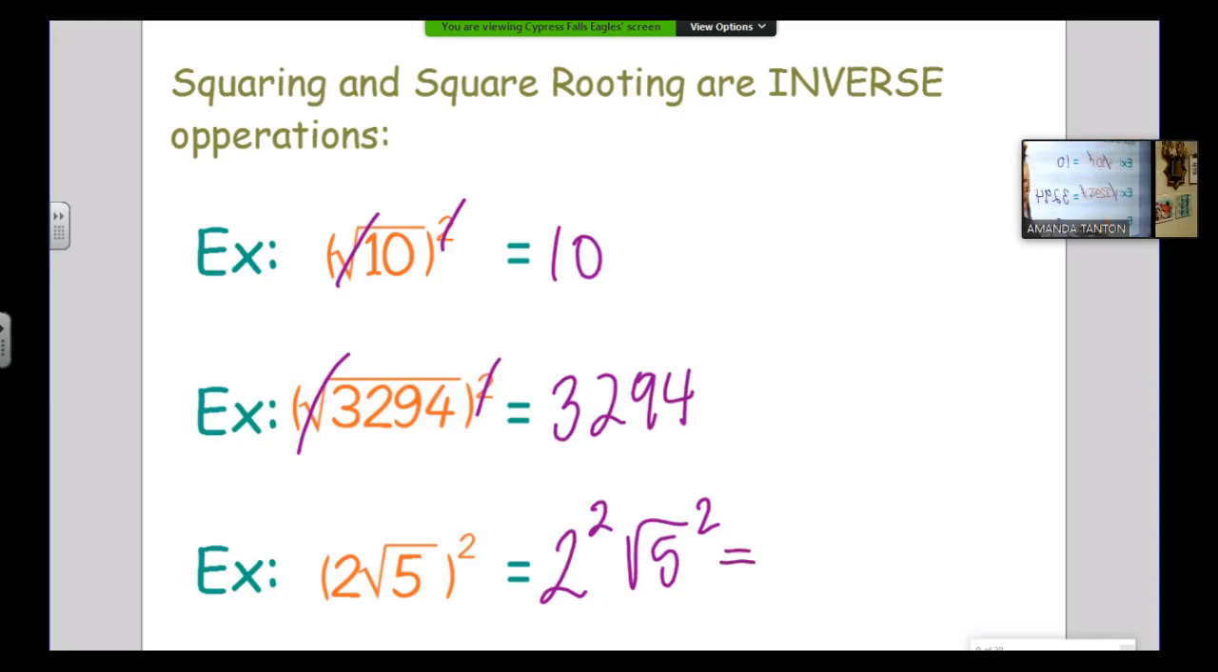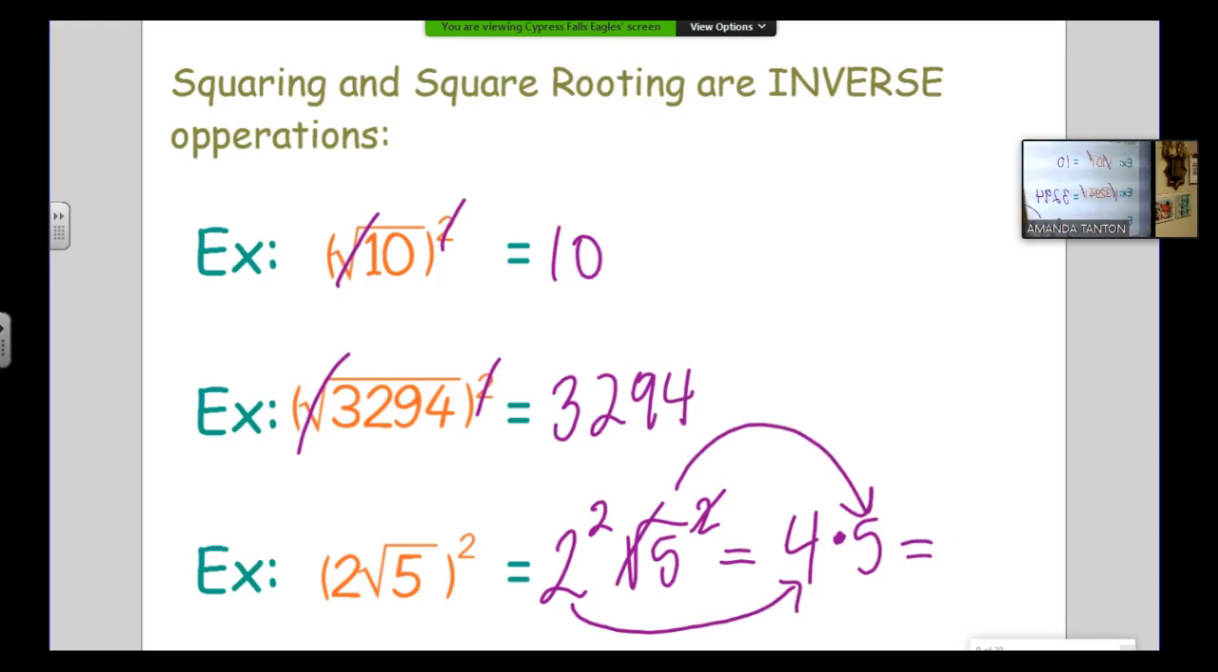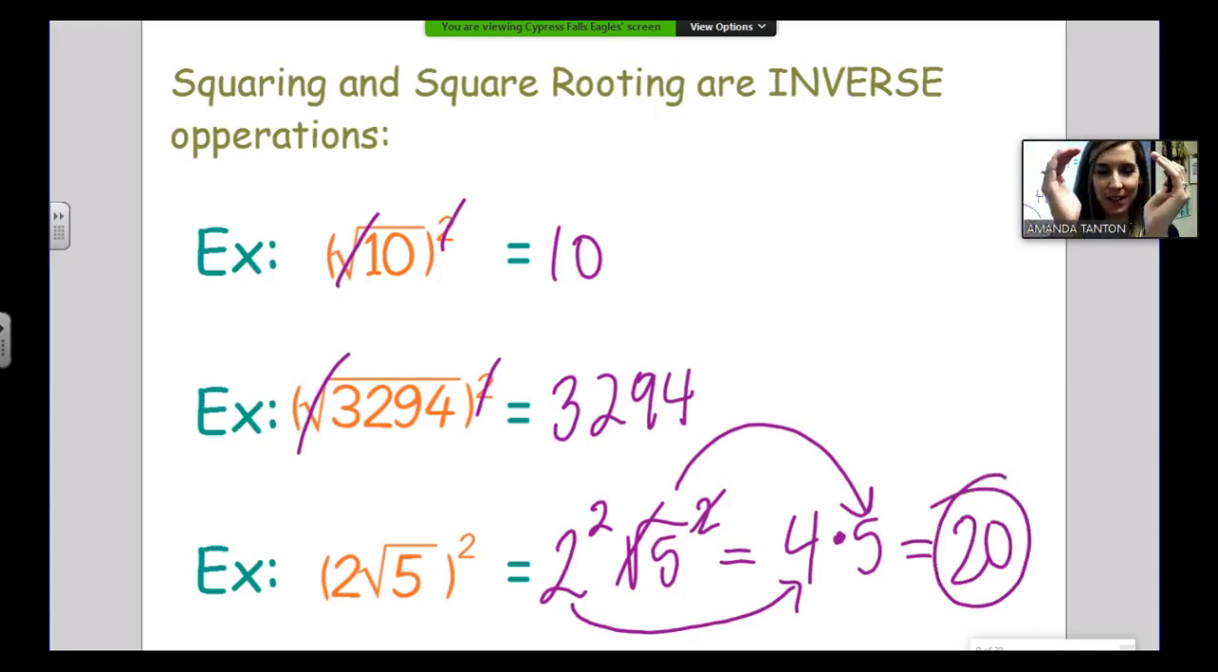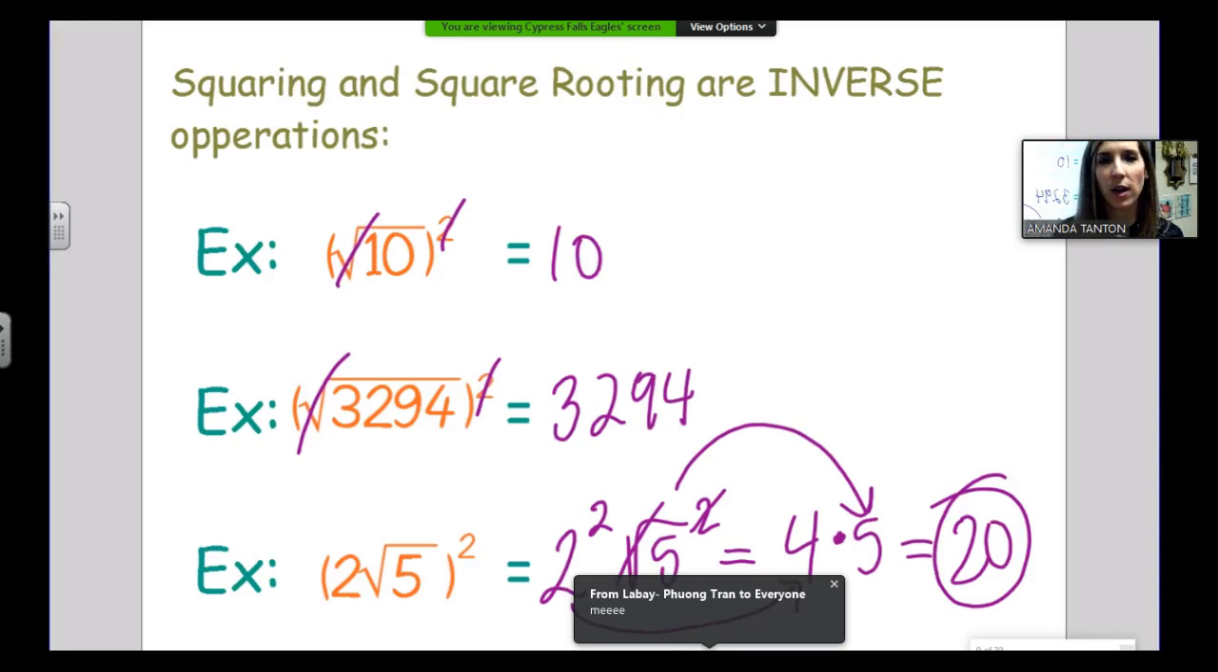So the answer to this problem is not 2 root 5. No, it's not just what was in parentheses. It's actually 4 times 5, right? Because those cancel. So 2 squared is 4, and the square root of 5 squared is 5. So what's the answer to this problem? 20. Yeah. Who knew 2 root 5 all squared ended up being a whole number, integer 20. All right. I knew. Yay!